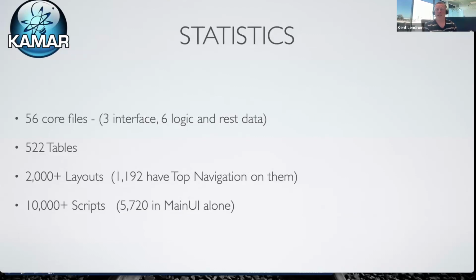I did some quick stats when I was drafting this together. We have 56 core files in our solution at the moment, and that doesn't include the school custom files. And we operate, or I believe, in a kind of a three-tier philosophy. We have interface files, we have logic files where we go and do work, or they hold static data or things like that. And the remaining files are the school's data.